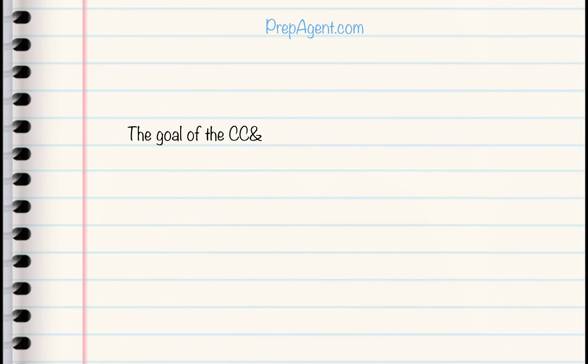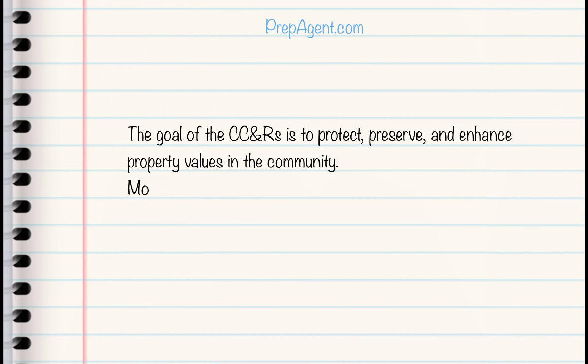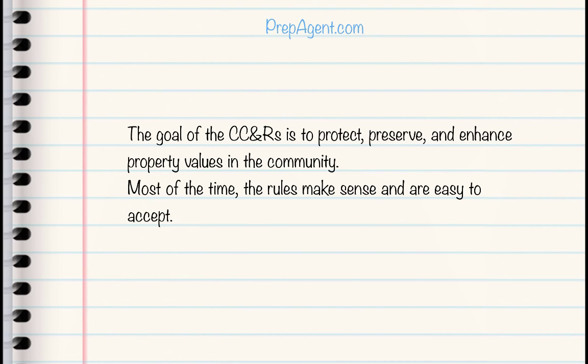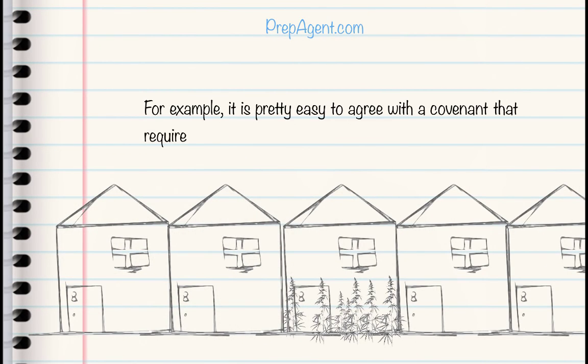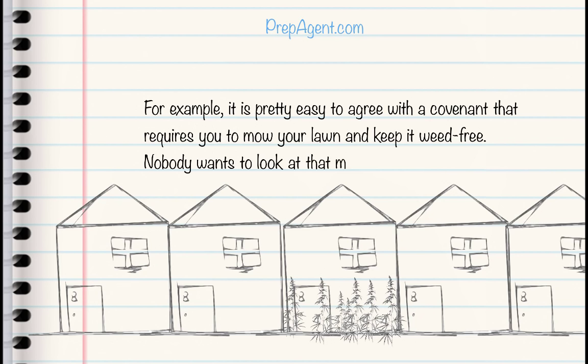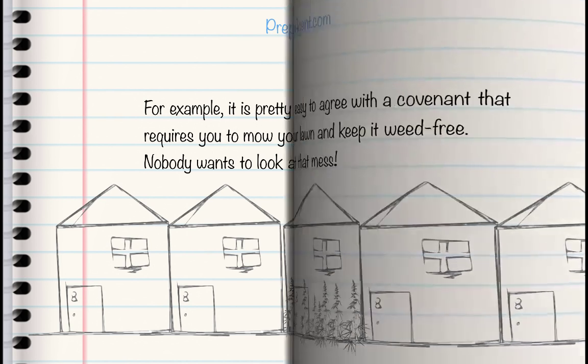The goal of the CC&Rs is to protect, preserve, and enhance the property values in the community. Most of the time, the rules make sense and are easy to accept. For example, it is pretty easy to agree with a covenant that requires you to mow your lawn and keep it weed-free. Nobody wants to look at that mess.